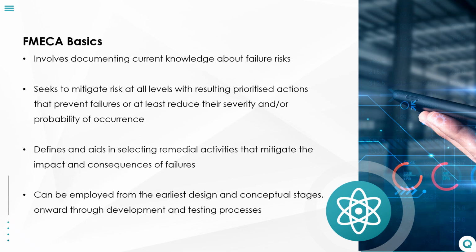The FMECA process involves documenting your current knowledge about failure risks. In essence, it seeks to mitigate risks at all levels with resulting prioritized actions that will prevent failures or at least reduce their severity and their probability of occurrence. It defines and aids in selecting remedial activities that mitigate the impact and consequences of failures. It can be employed from the earliest design stages all the way through development and testing processes.